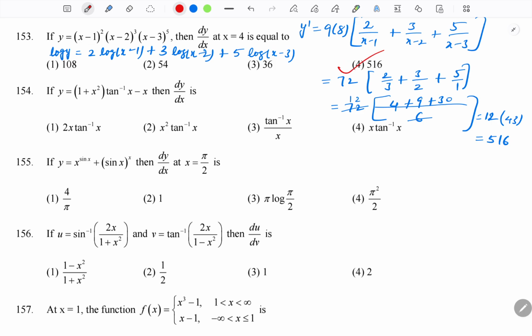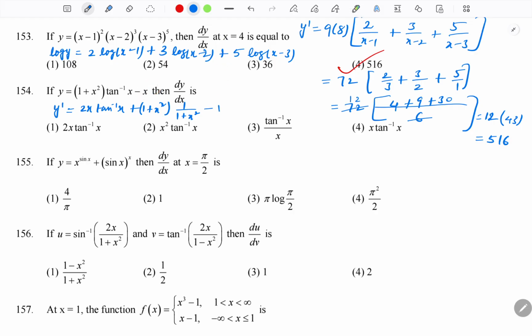Now see this question. See also the standard results. What is the simplest answer for this question? If I use the uv formula, then it's option number 1. We'll see. Y dash equal to, see, it's a product formula. It's a u function, it's a v function. So u dash v plus u v dash. Apply the formula. U dash, derivative of 1 is 0 and of x square is 2x, tan inverse x, plus u, 1 plus x square, into v dash, derivative of tan inverse x, 1 by 1 plus x square. The derivative of x is 1, so minus 1.